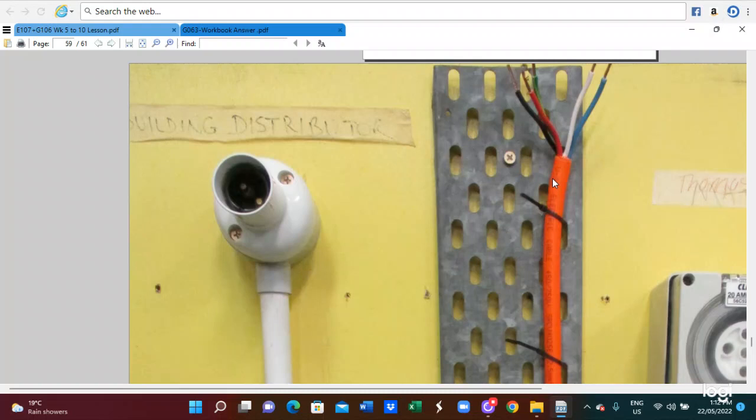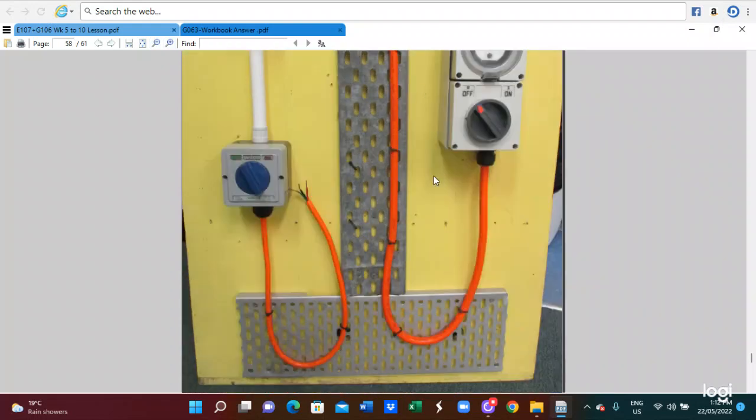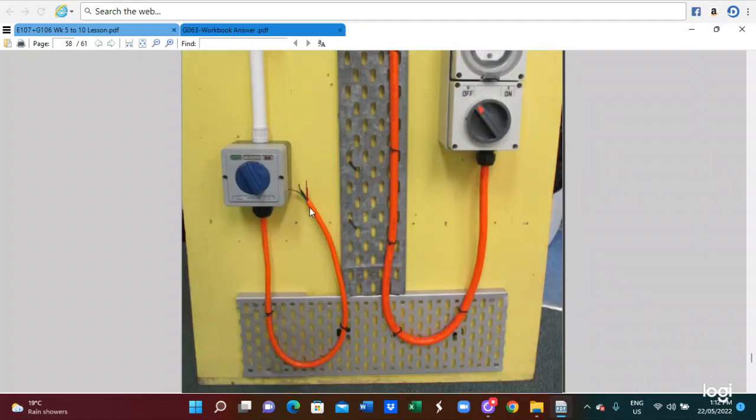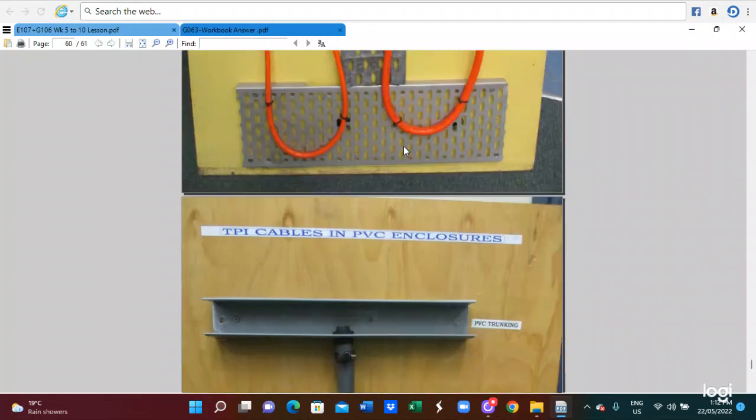So this is for the wiring, we wire up on the cable tray. If you want the cable tray, this is a cable tray, a wire. So we run the wire on the cable tray this way. So this is the conduit. And this is for heavy duty on the cable tray. We run the wire like this.